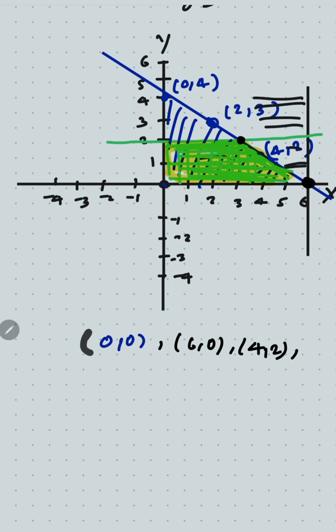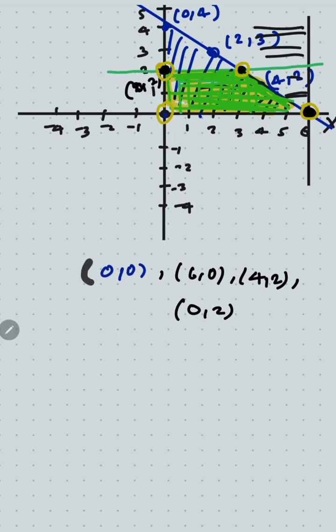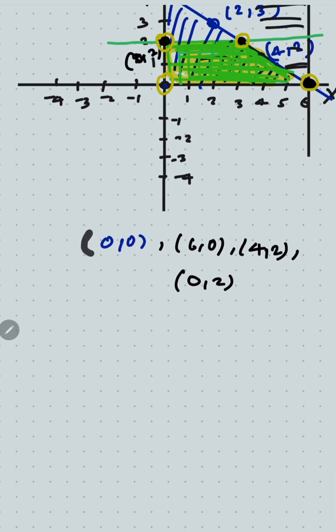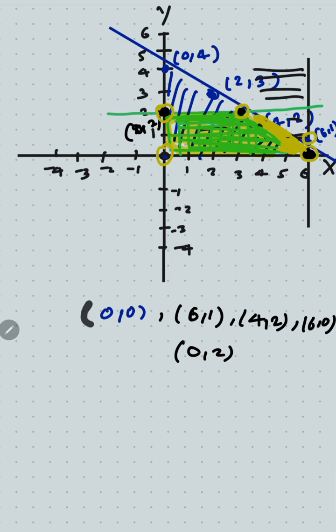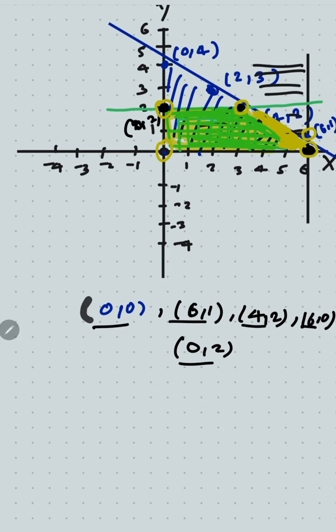and the next point will be 0 2. Okay, those points are included in this. Then I mark this point, this, this and this. Okay, then these points are common in this graph.